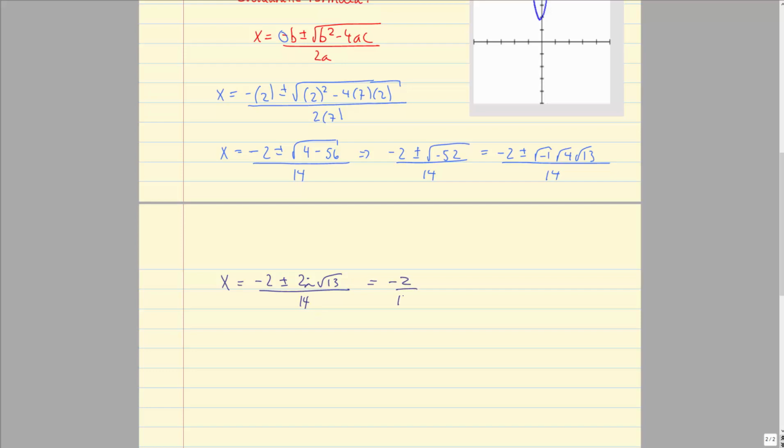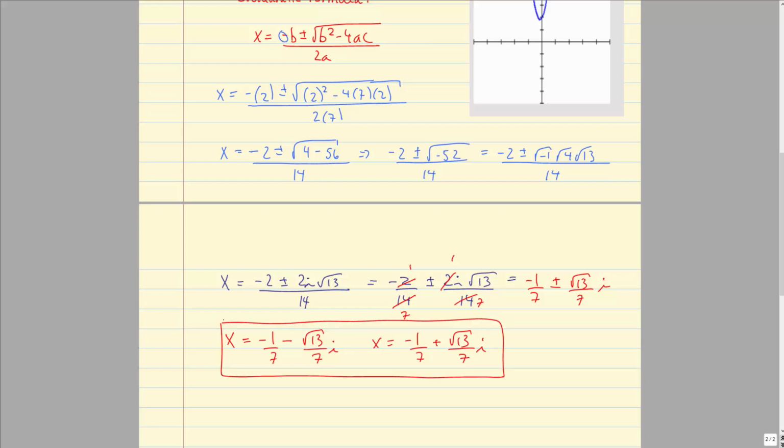Negative 2 over 14 plus or minus 2i root 13 over 14, and then of course 2 goes into 14 7 times, and I'm left with negative 1/7 plus or minus i root 13 over 7, or square root of 13 over 7, and then again make sure that i is nowhere near that radical. So this is standard form, and this has two solutions. One solution is negative 1/7 minus root 13 over 7i, and the other solution is x equals negative 1/7 plus the square root of 13 over 7i.